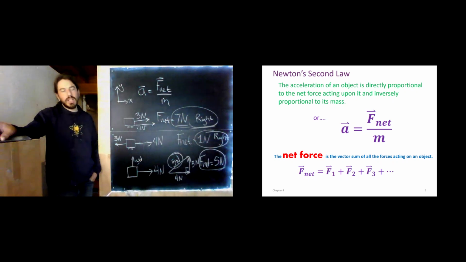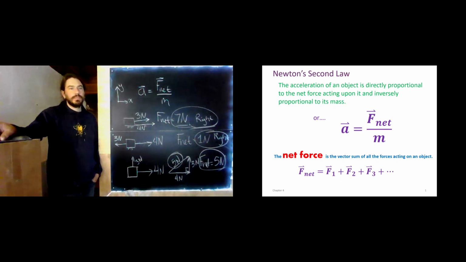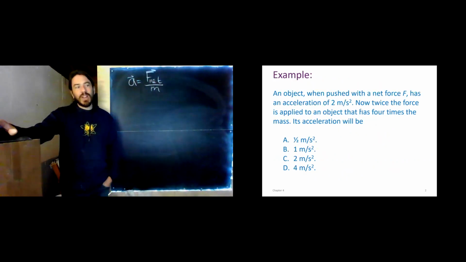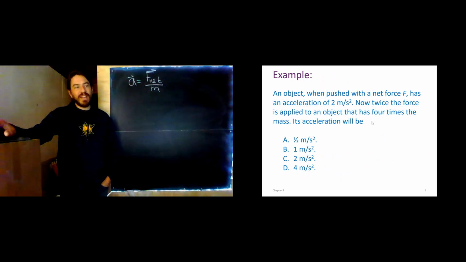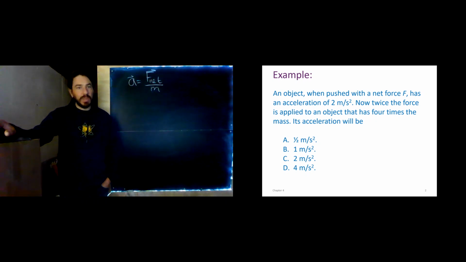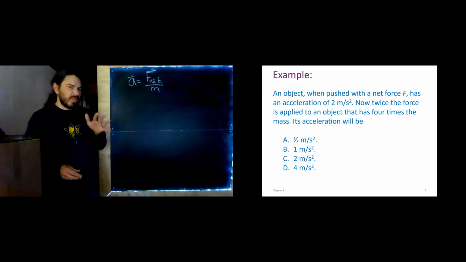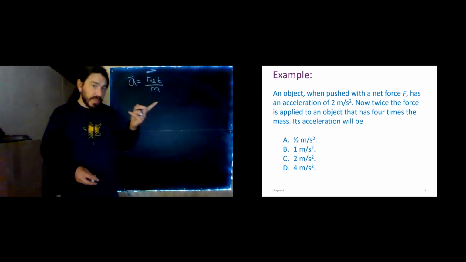Let's try a couple of quick clicker question examples. Okay, here's one. An object, when pushed with a net force F, has an acceleration of 2 meters per second squared. Now, twice the force is applied to an object that has 4 times the mass. What will its acceleration be? I'm going to pause the video, see if you can figure it out. I'm going to solve this the longer way first, and then we'll see if there's maybe a little shortcut we could take.